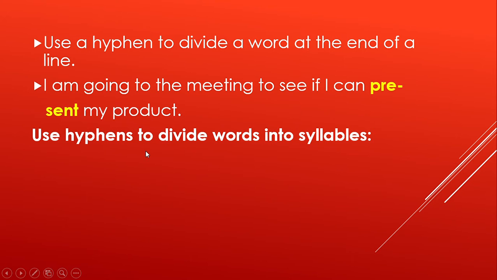Another reason why we use hyphens is to divide words into syllables, which you're basically doing here from one line to the next. But election, library. So those are examples of using hyphens. So we use hyphens again to divide the word at the end of a line and then to divide words into syllables.